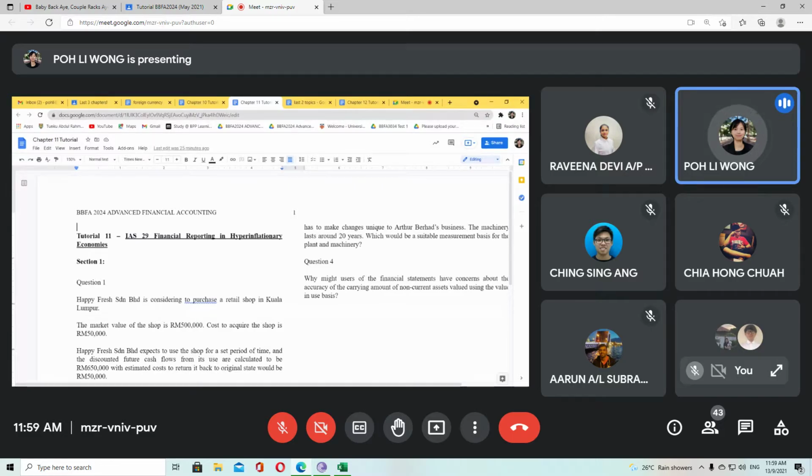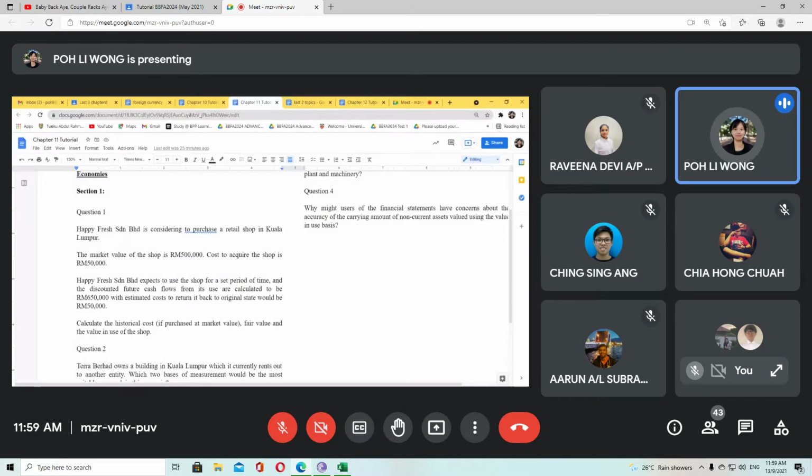For this part, question number 1: Happy Fresh Sdn Bhd is considering purchasing a retail shop in Kuala Lumpur. Market value of the shop is 500,000, cost to acquire 50,000. Happy Fresh expects to use the shop for a set period of time. Discounted future cash flows from its use are calculated to be 650,000. Cost to return it back to original state will be 50,000. You need to calculate the historical cost if purchased at market value, fair value, and the value in use of the shop.